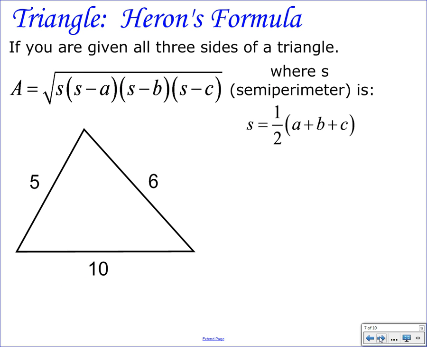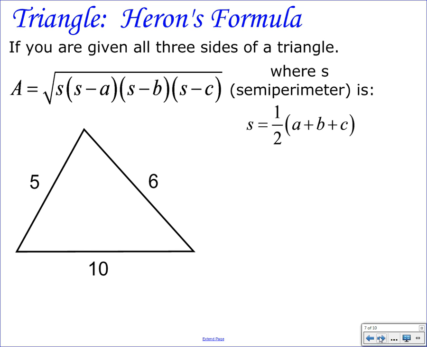Now, a special formula that we are going to go over, and this is often something that students forget on a quiz or a test. I go through the formula, we do problems, and then they forget to memorize this formula for the test. If you are given all 3 sides of a triangle, there is a special formula called Heron's formula, where the area is the square root of S times (S minus A) times (S minus B) times (S minus C), where S is called the semi-perimeter.